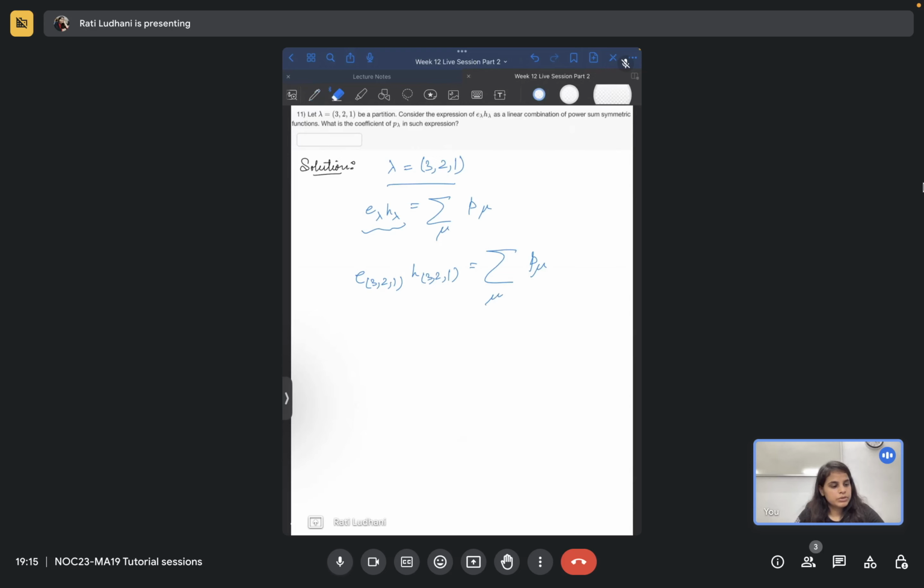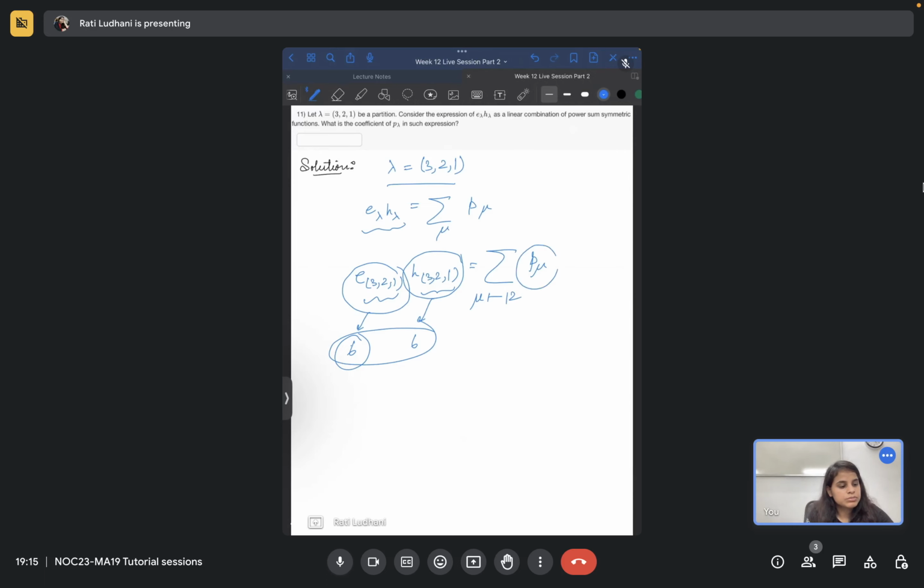Now tell me what must mu be. Mu must be a partition of what? 12, exactly. It must be a partition of 12, because we are doing the product, and all of these terms are of degree 6, and all of these terms are of degree 6. So when we do the product, we will get degree 12, because that is the only possibility. So all the p mu's must be partitions of 12.